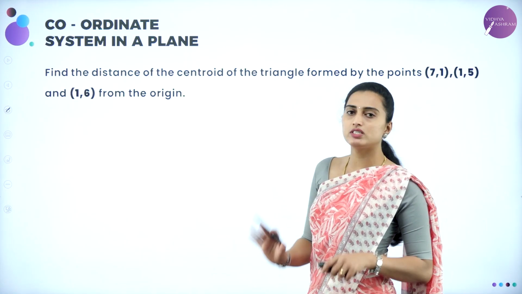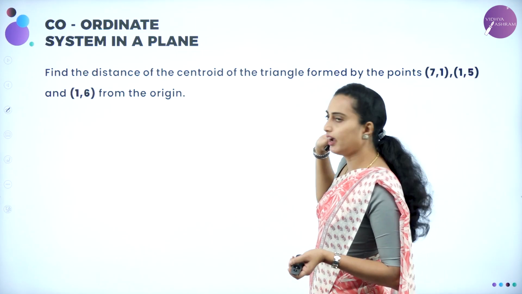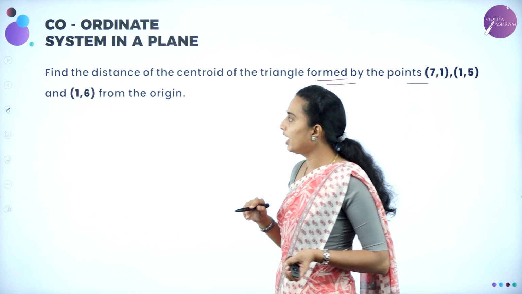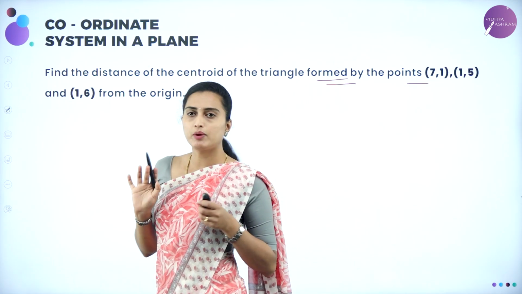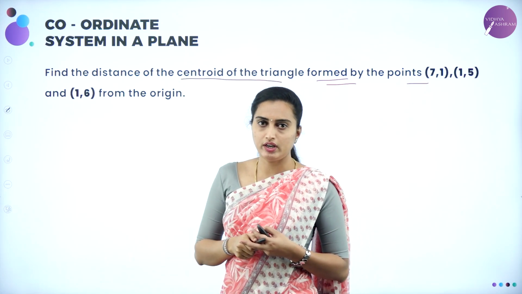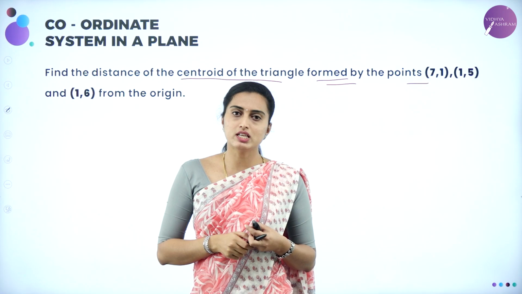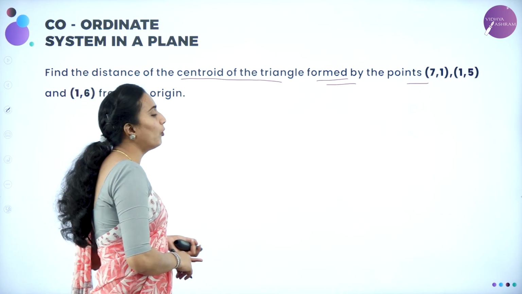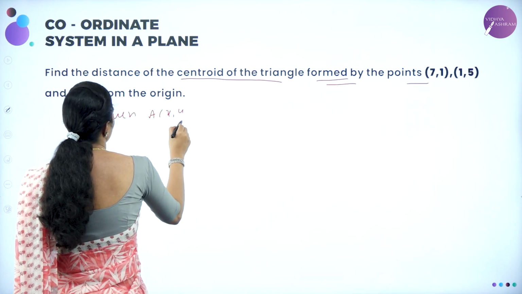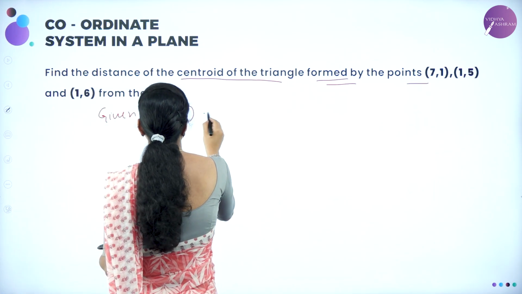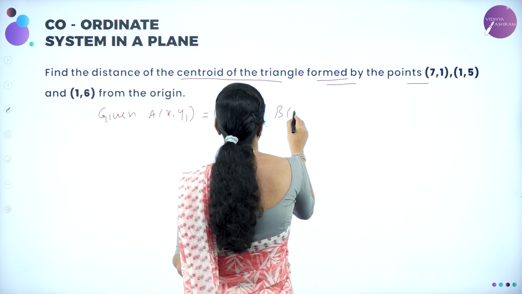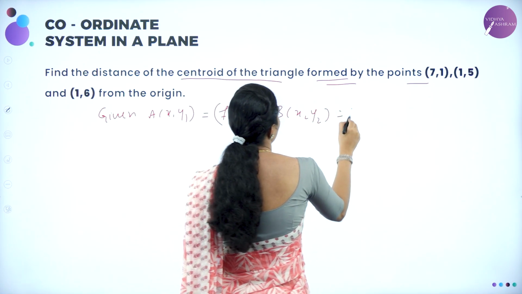Find the distance of the centroid of the triangle formed by the points 7, 1, 1, 5 and 1, 6 from the origin. What they have given? Centroid of the triangle you need to find out. Okay, so let me find out this. So first we need to find out what? The centroid. Centroid point they have given, A of x1, y1 is equal to, what is that? 7, 1. B of x2, y2 is 1, 5.